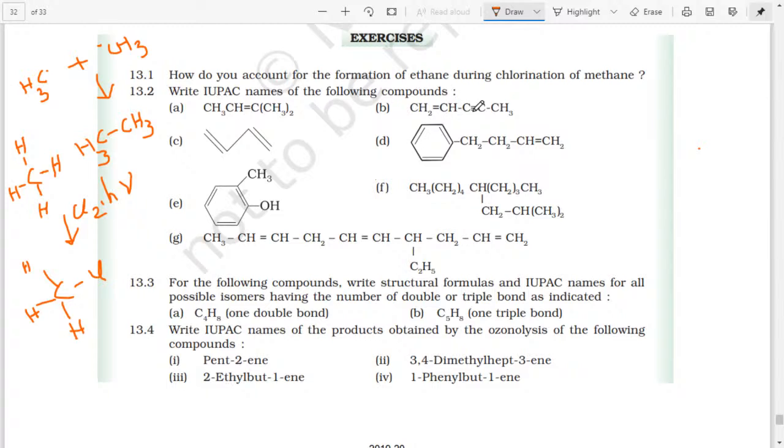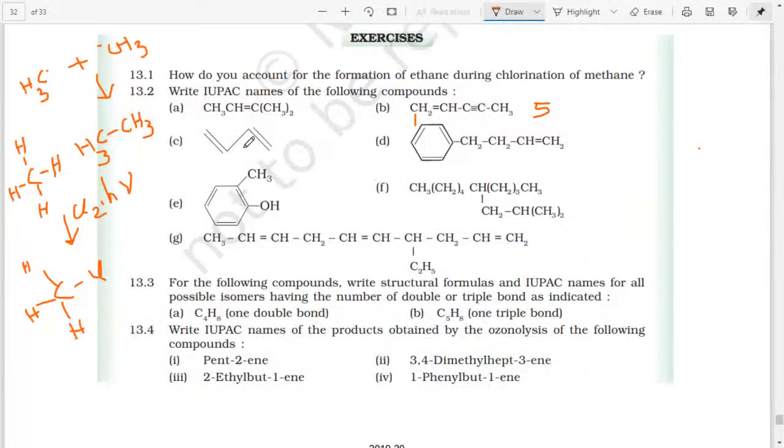Next, what is the nomenclature here? 1, 2, 3, 4, 5. 5 carbon means pentane, pent. So pent-1-ene. Come from this side; 1-ene, don't write it as 2-ene. 1-ene and 3-yne. Pent-1-ene-3-yne.